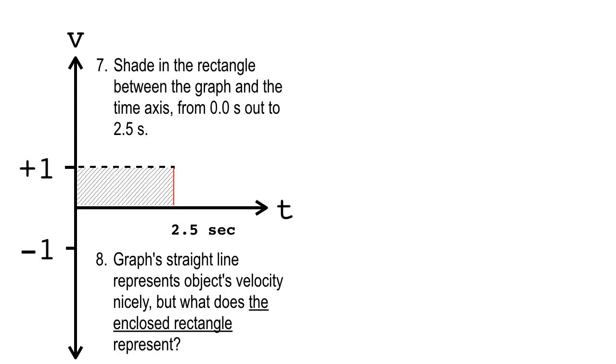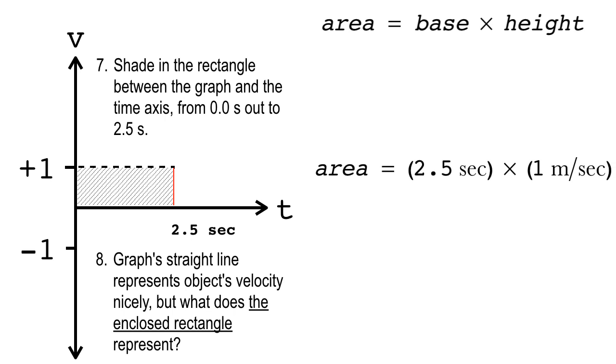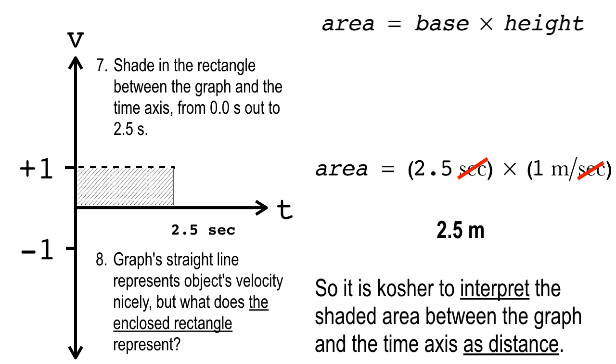because the area represents base times height. And here's the cancellation. Seconds cancel. The base is 2.5 seconds, and the height is 1 meter per second, and the seconds cancel, so you're left with a total distance. And so, as I mentioned, it's kosher to interpret that shaded area as the distance traveled to the right.